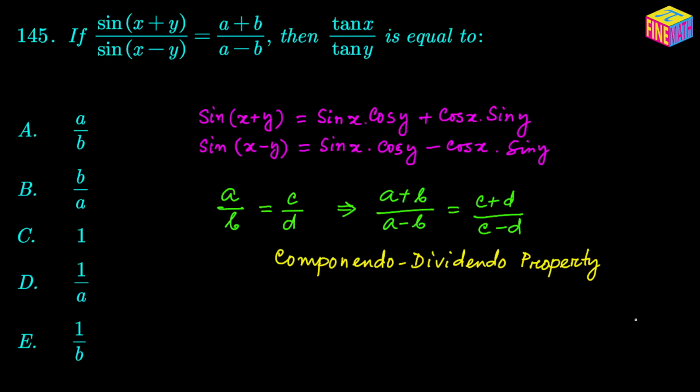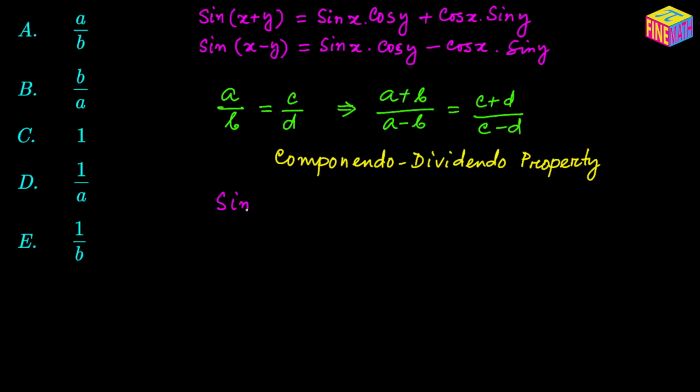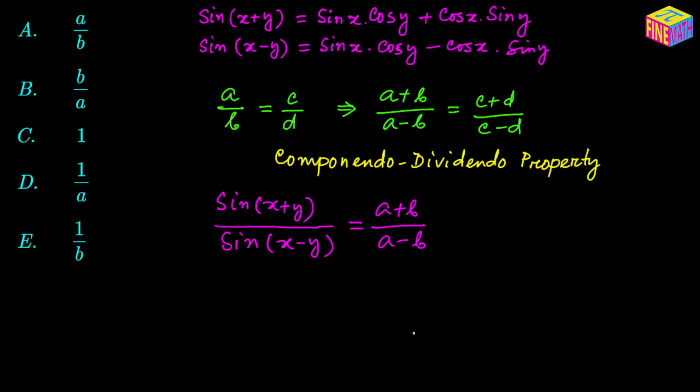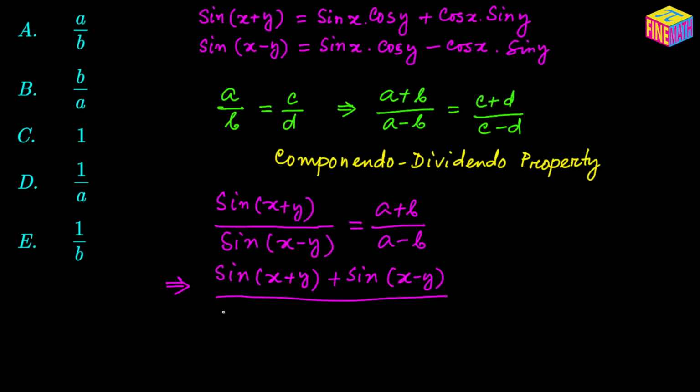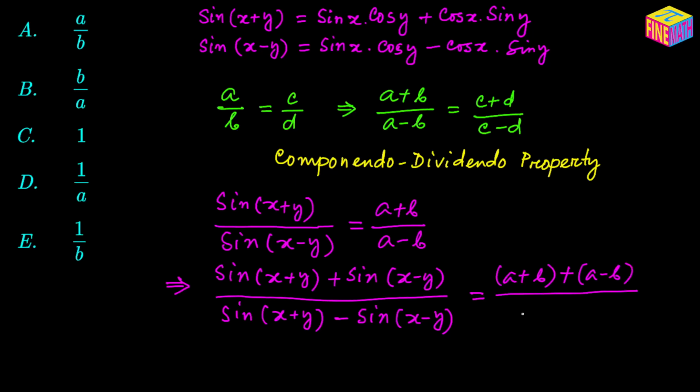So then for our problem, what can we do? We have sine of x plus y over sine of x minus y, and that is equal to a plus b over a minus b. And now if we use the same componendo dividendo property, then from here we can say sine of x plus y plus sine of x minus y over sine of x plus y minus sine of x minus y, and that will be equal to a plus b plus a minus b over a plus b minus a minus b.